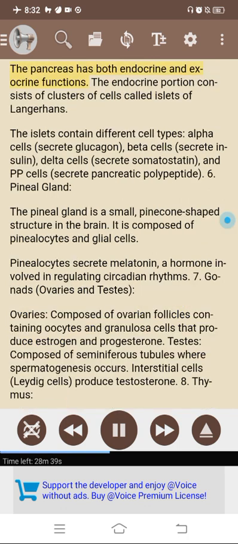5. Pancreas. The pancreas has both endocrine and exocrine functions. The endocrine portion consists of clusters of cells called islets of Langerhans. The islets contain different cell types. Alpha cells secrete glucagon, beta cells secrete insulin, delta cells secrete somatostatin, and PP cells secrete pancreatic polypeptide.